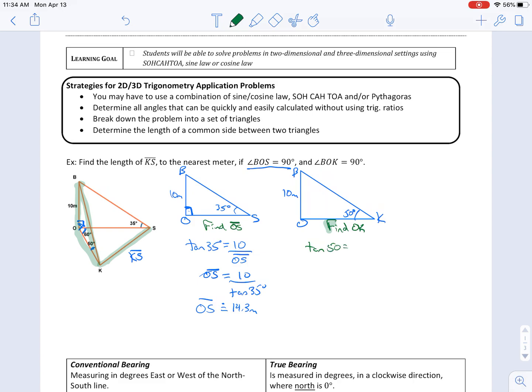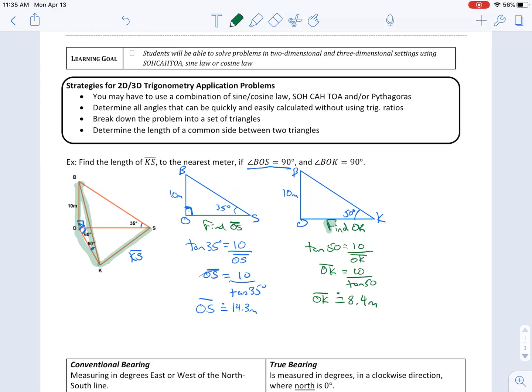So again, I've got tan of 50 this time. I'll rearrange that. So that I end up with, punching that in, approximately 8.4 meters. Great. So now I have this triangle.